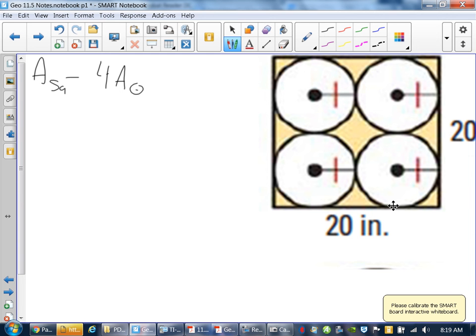Okay? From here, it works out pretty cleanly. Area of the square is just side squared. You know it's 20 by 20, which makes it how much? 400. Are we okay with that? Sure.